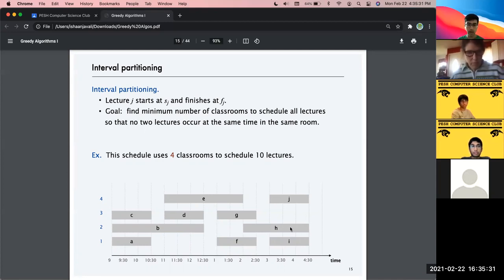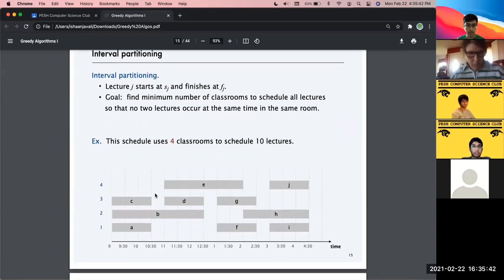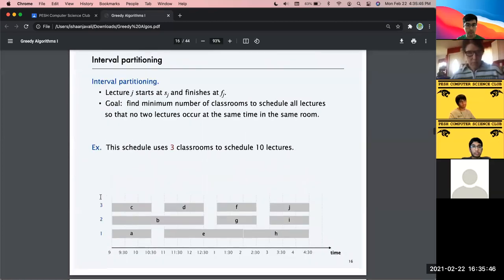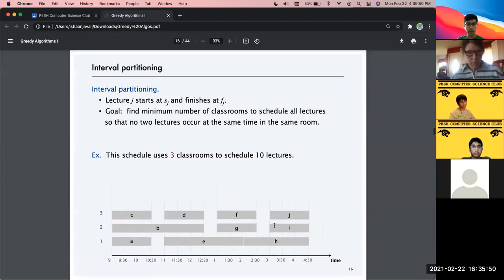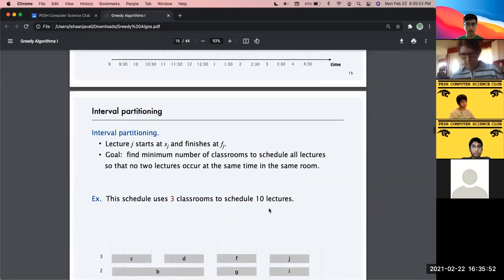Because you can have 10 different rooms, one room for each of these lectures or each of these events, but that's not optimal. Maybe you want to have a fewer number of rooms. So in this arrangement, four rooms are required, but the actual answer is three rooms if we optimize it. And this is another problem that can be solved greedily with a greedy algorithm.